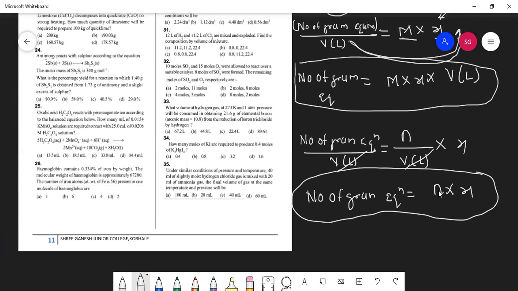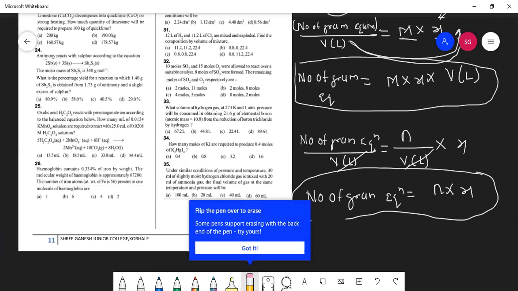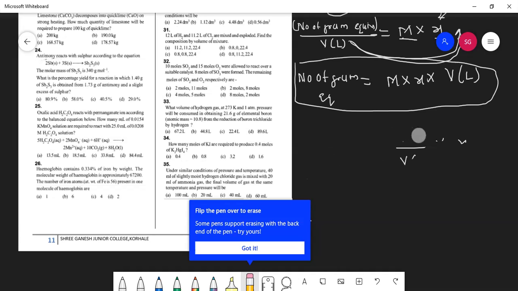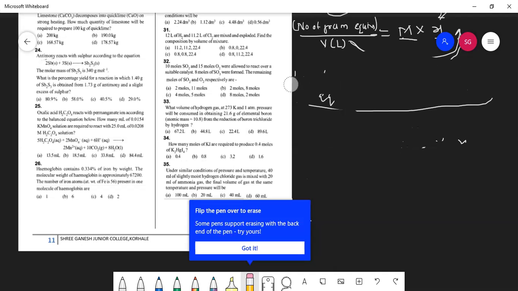Who will tell me the first formula? Normality into volume in liter, correct? Yes. Who will tell me the second formula? Yes, Pranjal, tell me. Molarity into X into volume in liters. Very nice. Can anybody tell me the third formula? Number of moles into valency factor. Very good.